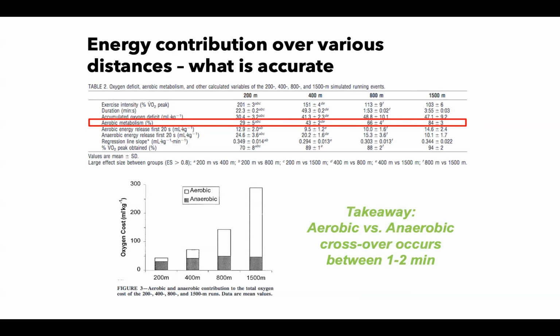And we see a large increase there, and then a similar increase where now we're relying between 400 and 800 on 66% aerobic metabolism. And so again, is it occurring between the 200 and 400 or 400 to 800, which for many people could fall between that 1 to 2 minute range in either of those two areas.